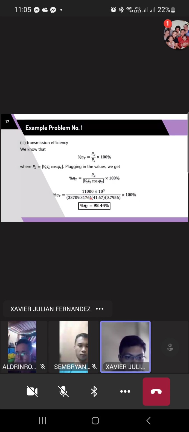this is our voltage at the sending end times the current, 41.67. That's the current. And then times the power factor at the sending end. Sir, where is our power factor at the sending end? We already solved that earlier. Okay? That's it. Times 100%. Therefore, your transmission efficiency is 98.44%.